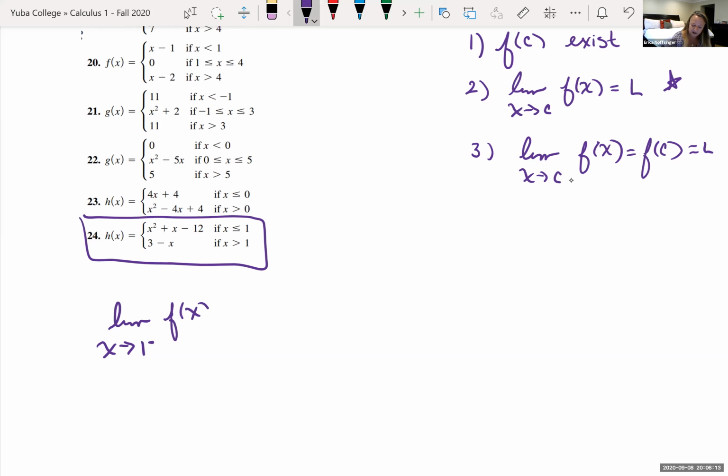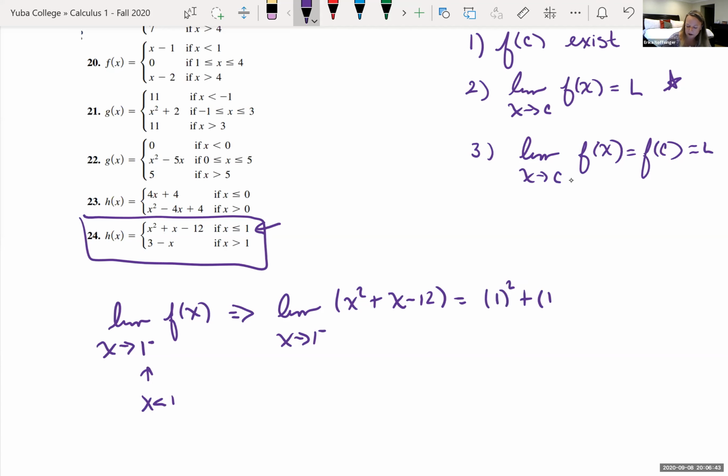this would equal, well, the left-hand side is when x is less than 1. If x is less than 1, that tells me I'm using this first equation. So the limit as x approaches 1 on the left uses the equation x squared plus x minus 12. We can use our limit rules, and because this is a polynomial and it's defined there, we can just plug it in. So we have 1 squared plus 1 minus 12. 1 squared is 1, plus 1 is 2. 2 minus 12 gives us negative 10.